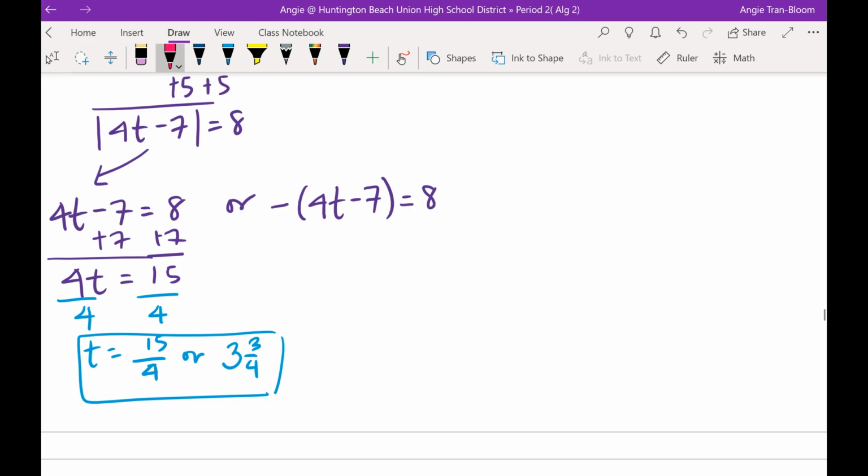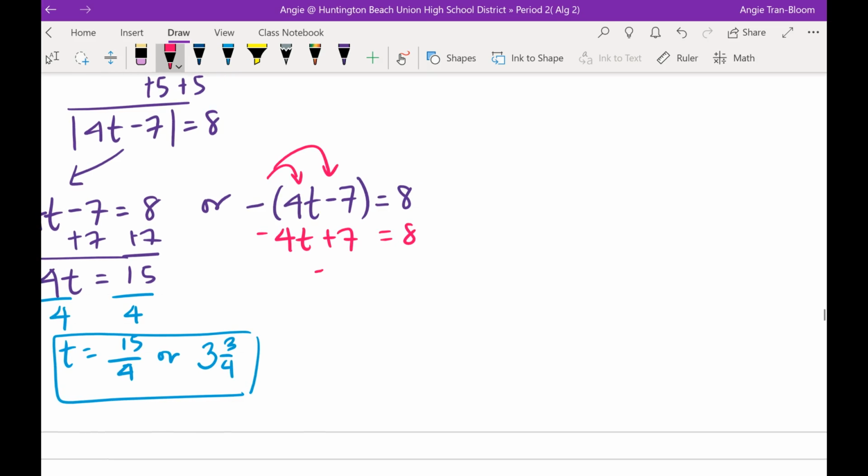You can distribute or you can do what? Yeah, it's really up to you. You choose, okay? So, Hope, how would you like to solve the second side? Okay, very good. And that's negative 4t plus 7 equals 8. Then from here, Zoe, how would you solve for t from here on out? Subtract 7 from both sides. Good. What did you end up with, dear? Negative 4t equals negative 1.